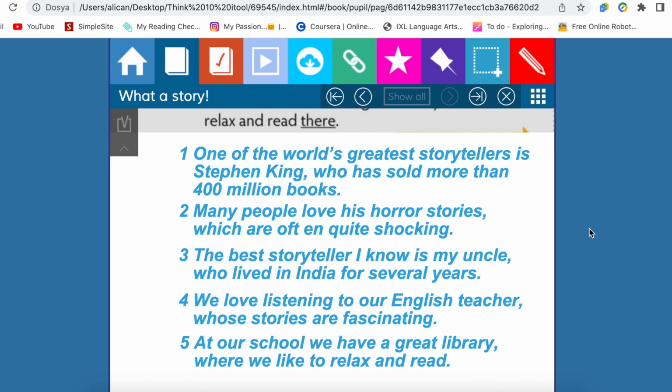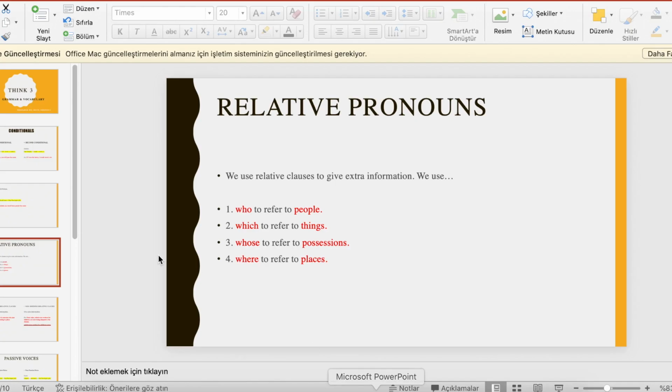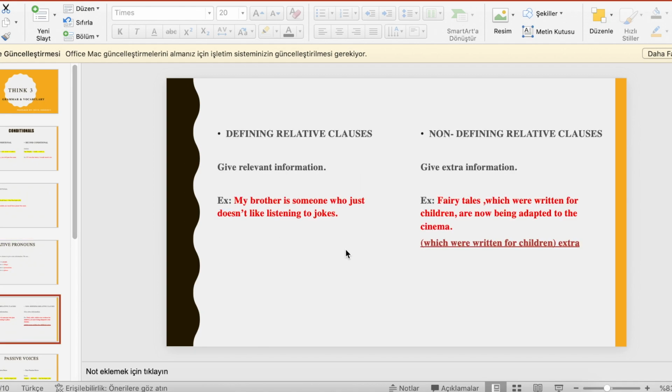Okay, now for defining relative clause, as we said in the class also, it gives us relevant information. Example, my brother is someone who just doesn't like listening to jokes. This is just an information. It is not an extra information.